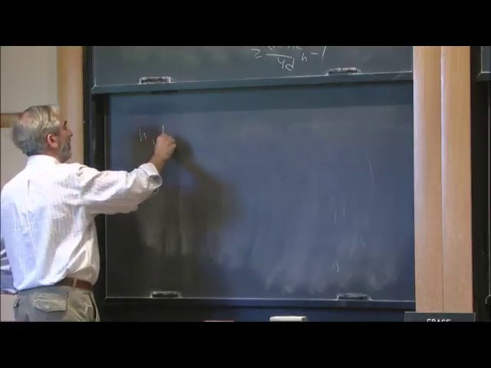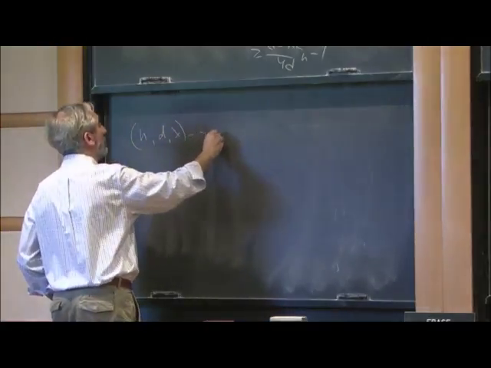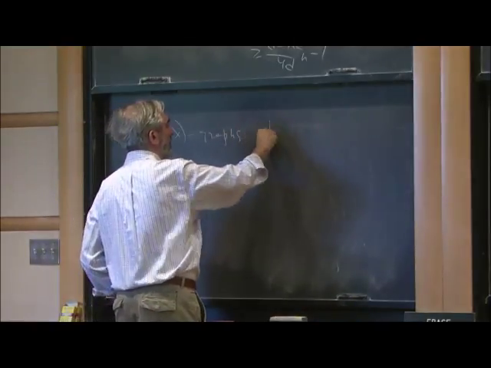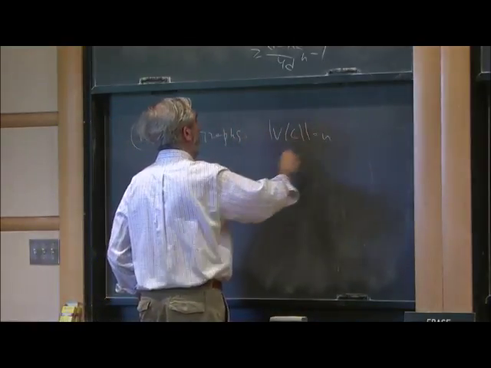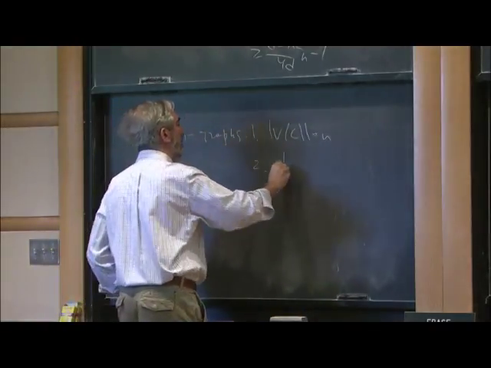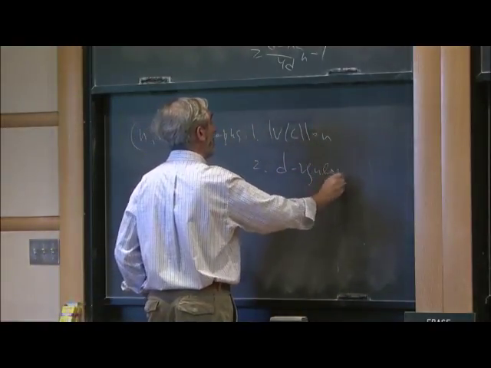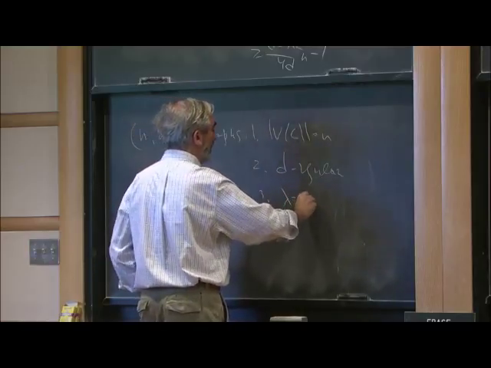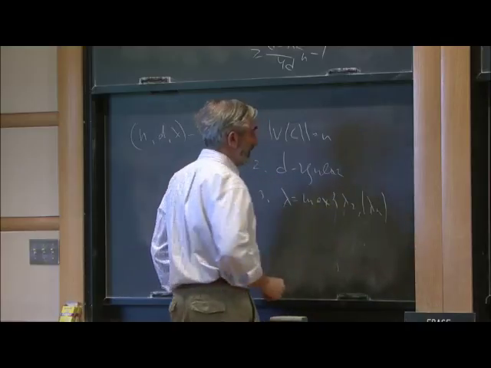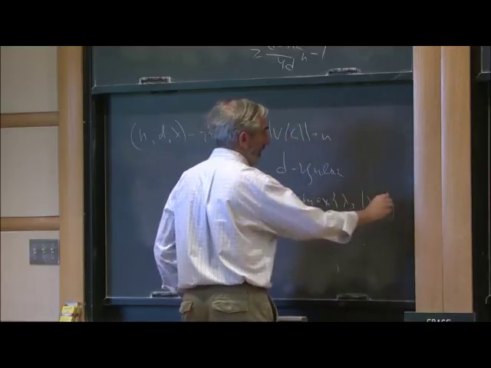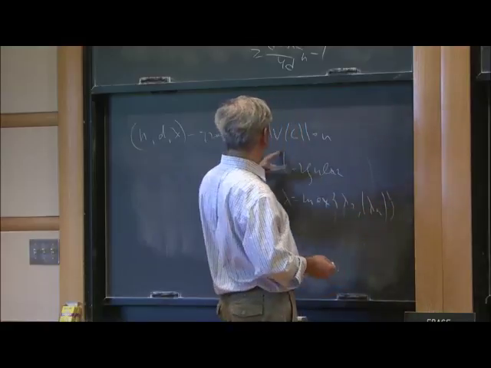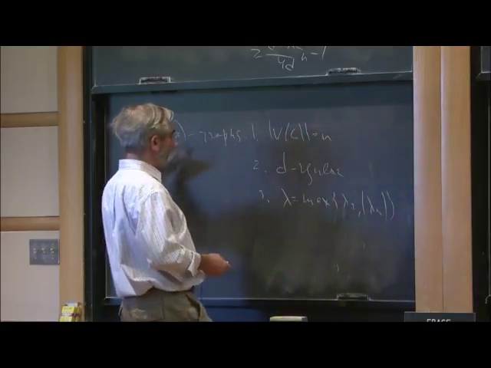Now let's look at the other notion, the notion of (n, d, lambda) graphs. Who are they? An (n, d, lambda) graph has n vertices, it's d-regular, and lambda, which we defined as the maximum of lambda 2 and the absolute value of lambda n, is at most the given lambda.